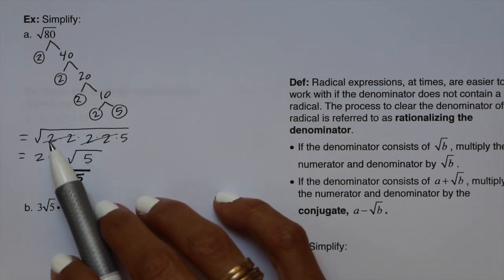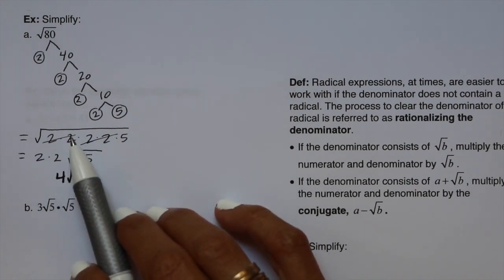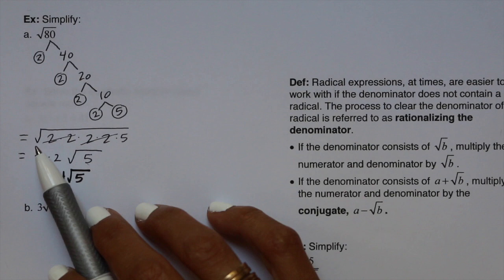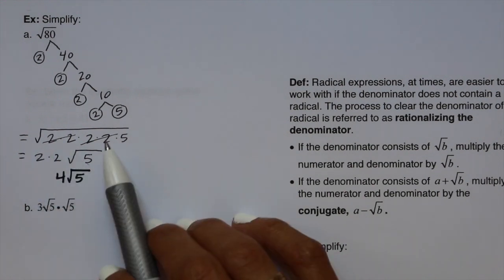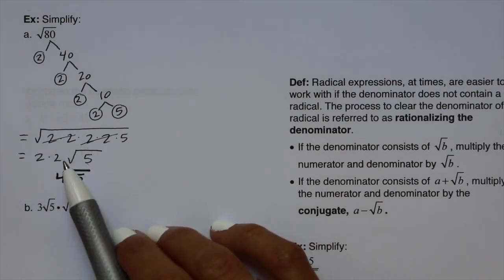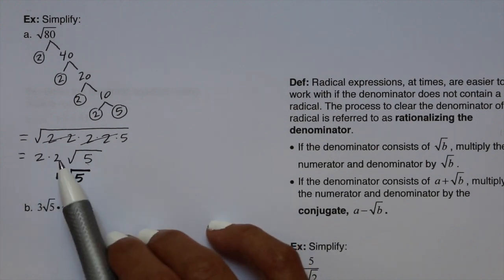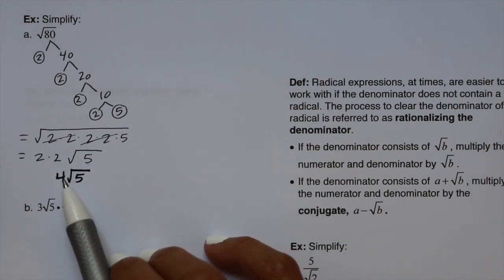One other thing we could have done is, see how I have 2 times 2? Really that's 4, and we know that the square root of 4 is 2. Same thing, this is also 4, so the square root of 4 makes another 2, and then you multiply those to get 4 total on the outside, root 5.